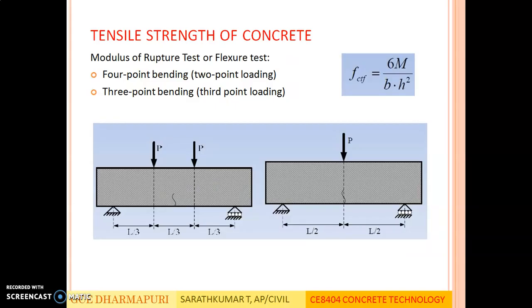As I told, the concrete is cast into a beam, and the test can be done in either of two ways: 4-point loading, where two point loads are applied, or a single point load. Once the failure load P is known, you can calculate the tensile strength of the concrete from the formula, using 6M, where M is the moment at which the failure occurs, B is the breadth of the rectangular cross section, and H is the height of the cross section.